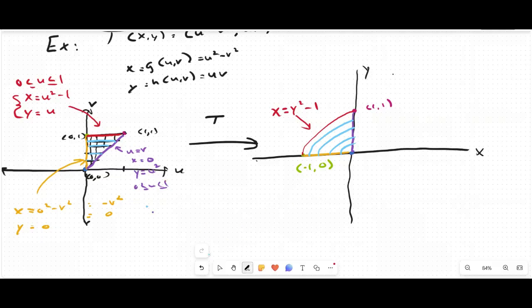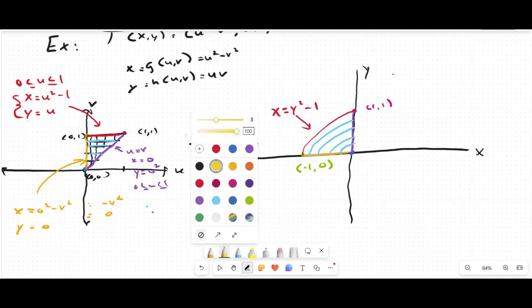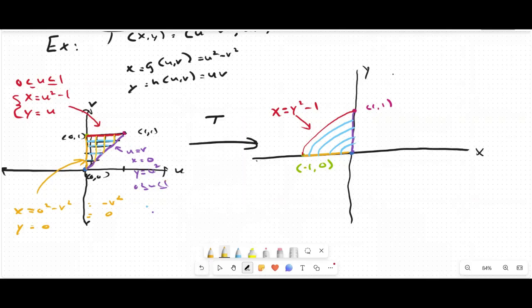And then there's one more, which is, I guess I'll just try yellow, these vertical lines. For those vertical lines, U is fixed. You'll see X equals some constant minus V squared, and Y will also equal some constant times V. What do those look like?